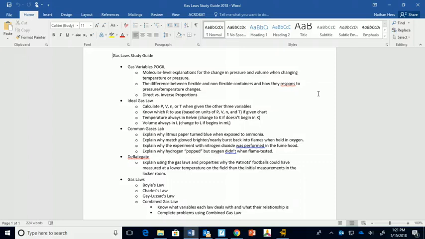It's 273. Add or subtract. To switch from Kelvin to Celsius, you have to subtract the number by 273. Kelvin is Celsius plus 273.